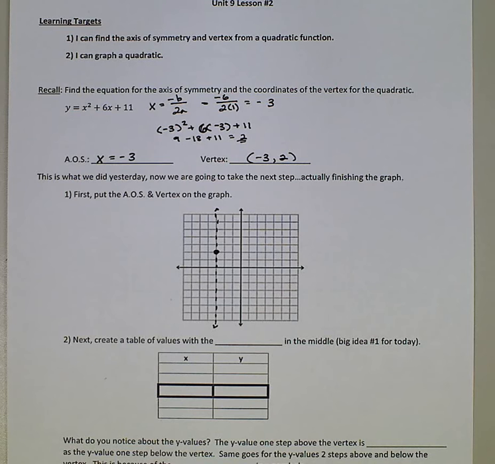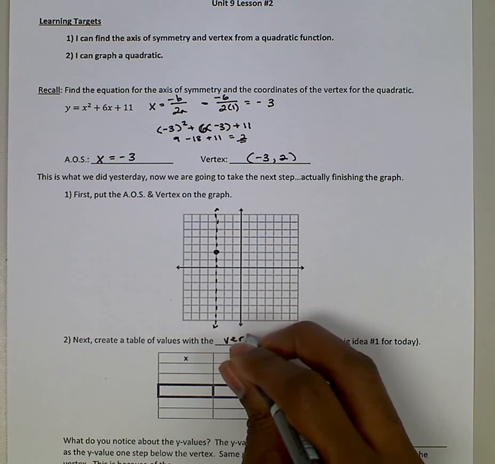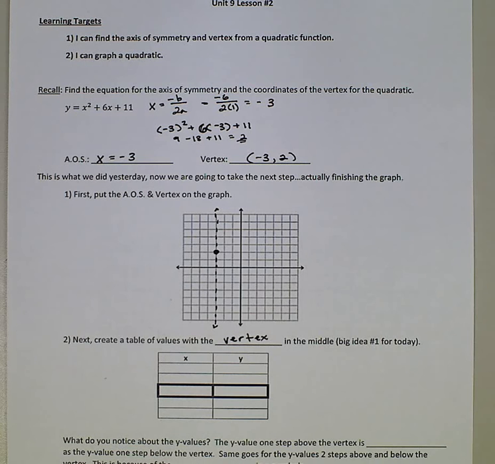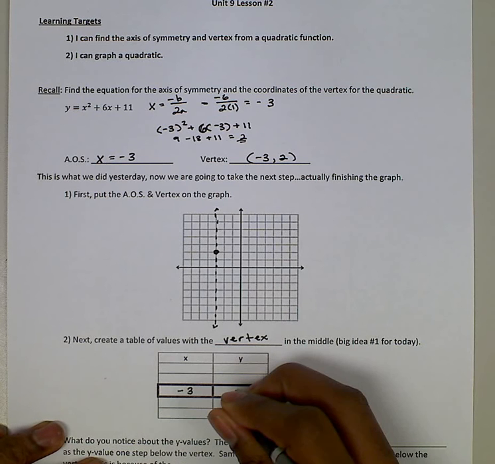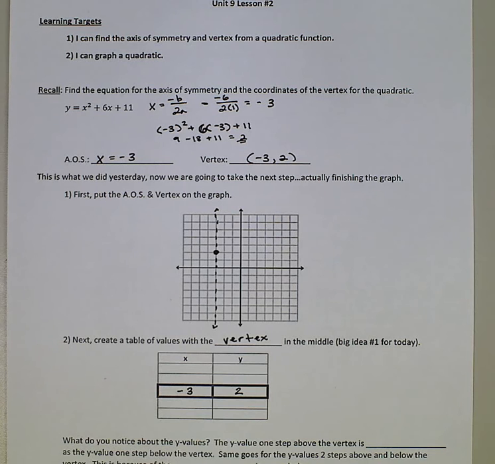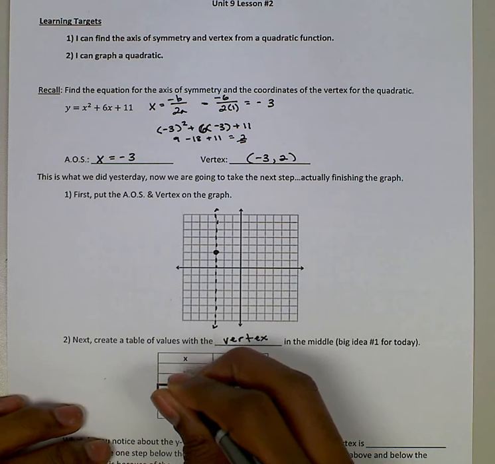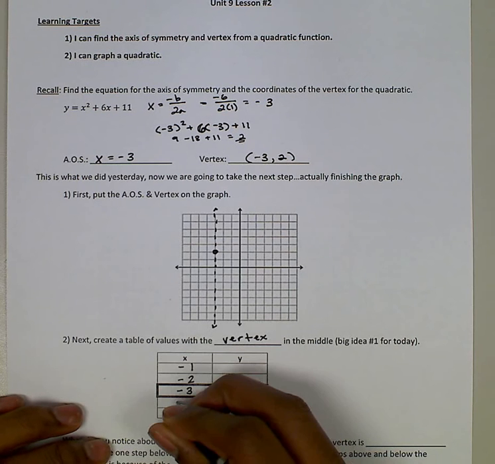And now we're going to create a table of values with the vertex in the middle. Okay, and we saw yesterday that if you did not have the vertex in the middle, you wouldn't get the U-shaped curve that should happen with a quadratic. So I'm going to make sure I get that by finding my axis of symmetry, putting my vertex in the middle, and then choosing points around this value. So negative 2, negative 1, negative 4, negative 5.